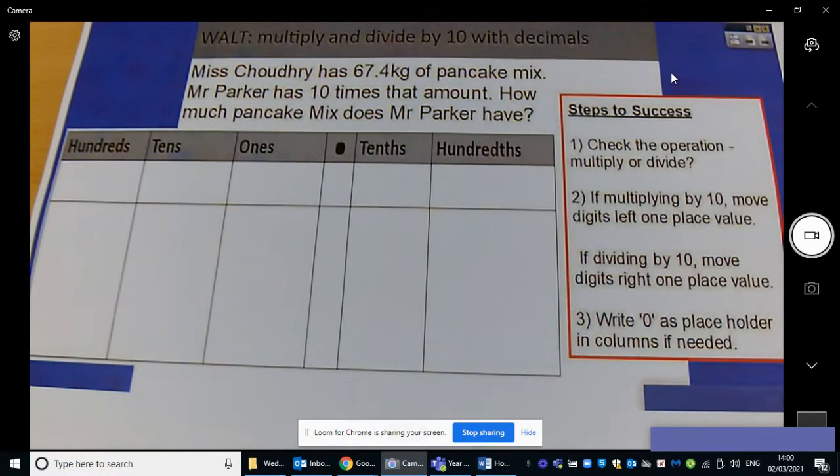So, for the next part, we're going to be doing a very similar thing. We're still multiplying and dividing by 10 with decimals, but we've got a few word questions that we're going to use instead. So, Miss Chowdhury has 67.4 kilograms of pancake mix, and I wouldn't be surprised, it's her favorite food. Mr. Parker has 10 times that amount. How much pancake mix does Mr. Parker have?